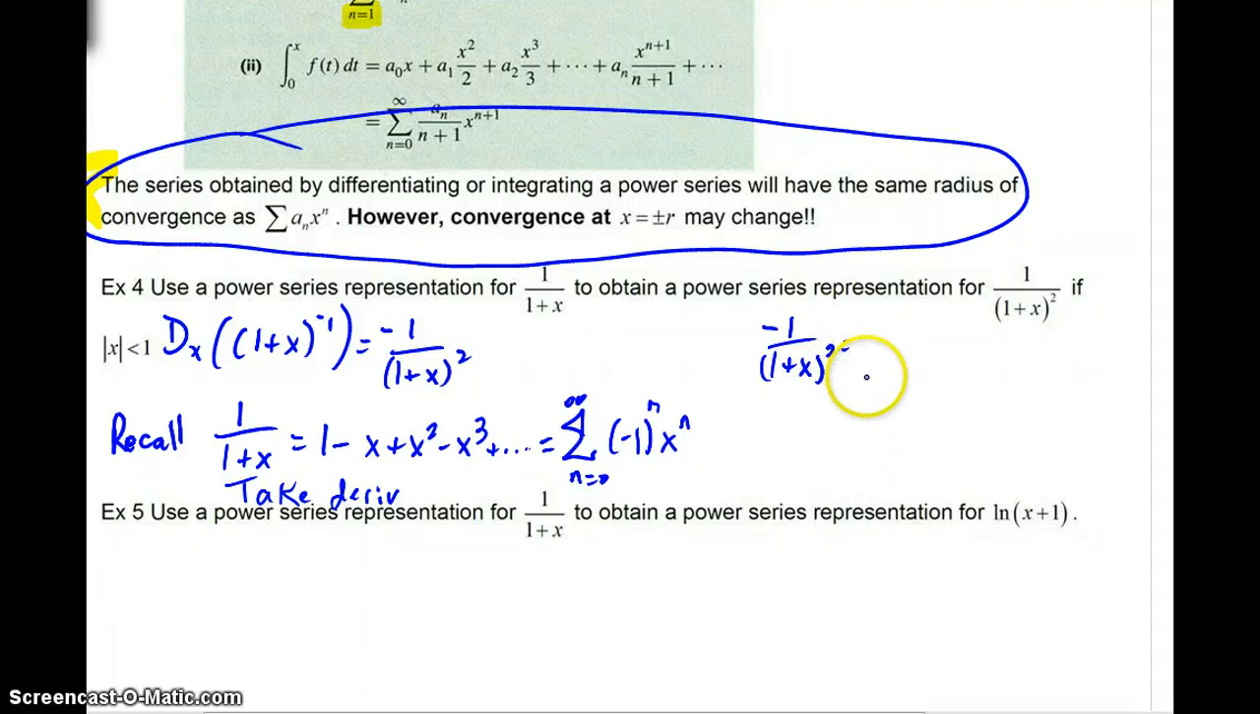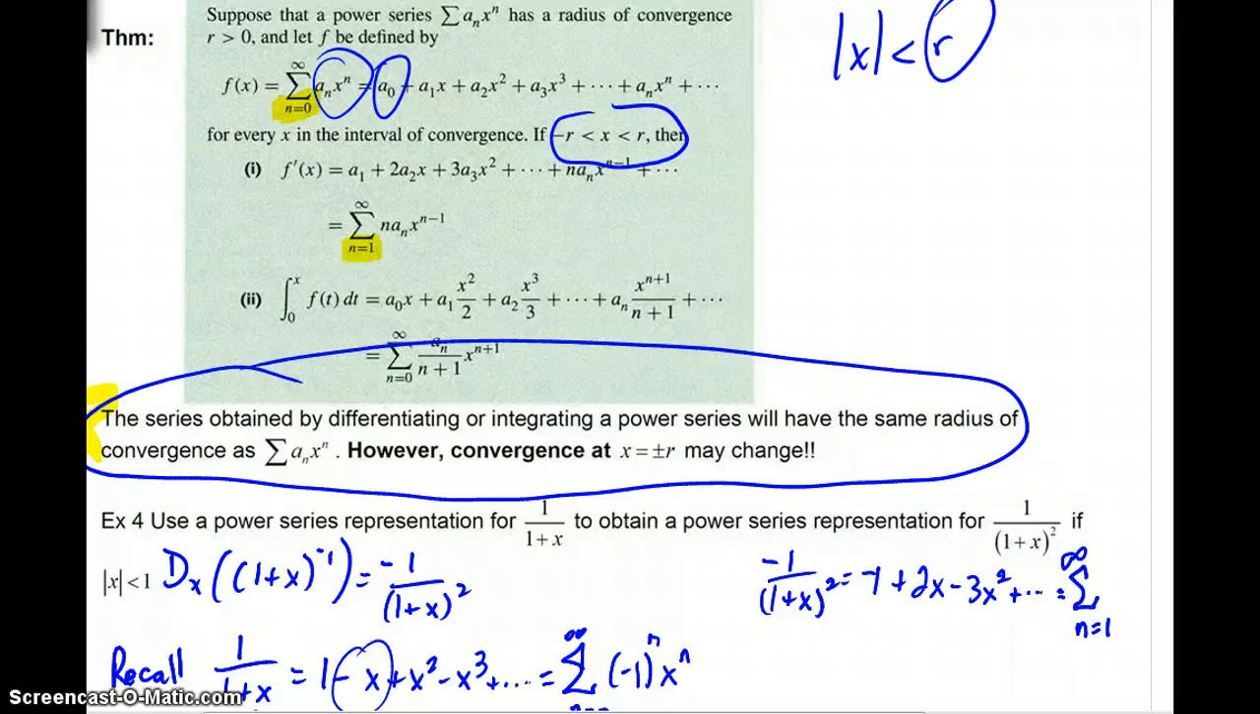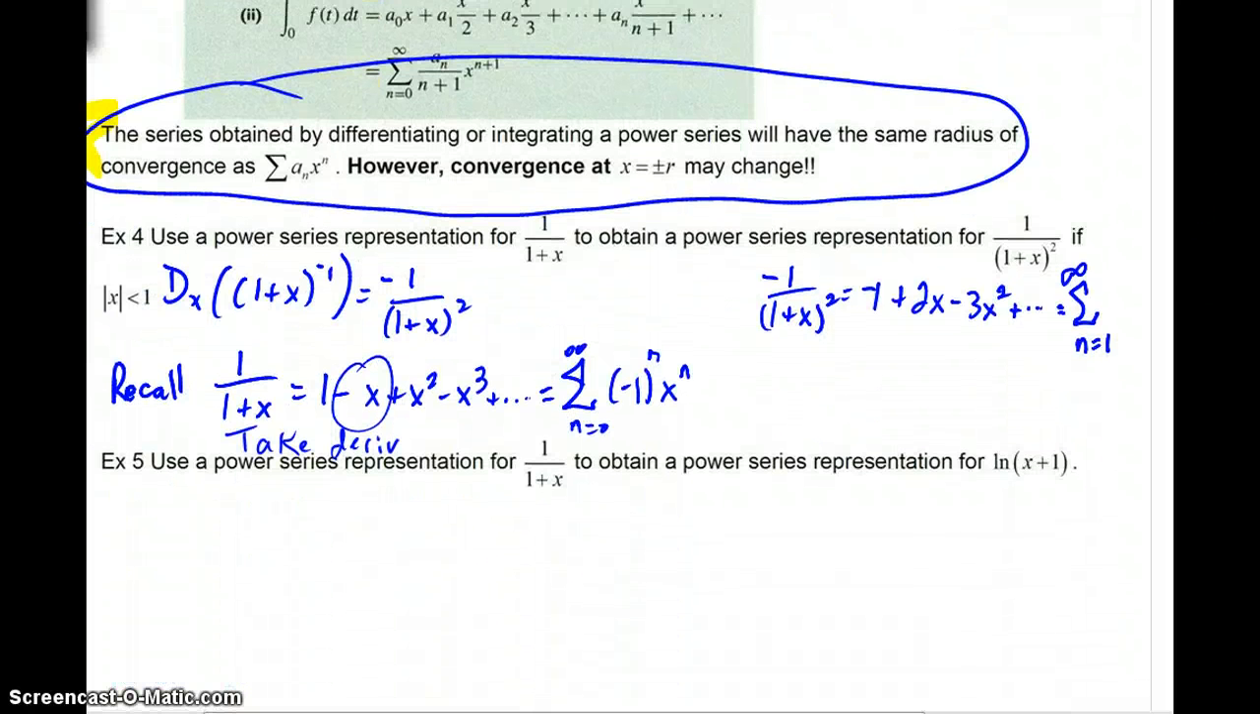And here we go again with term by term derivatives. The derivative of a constant is 0, the derivative of negative x would be negative 1, plus 2x minus 3x squared. We still have an alternating series. Notice that for our sigma, now we lose a term. We no longer start at n equals 0, because that constant is gone. Scrolling back up, you can see that we drop down our n, and we'll have negative 1 to the n, x to the n minus 1.